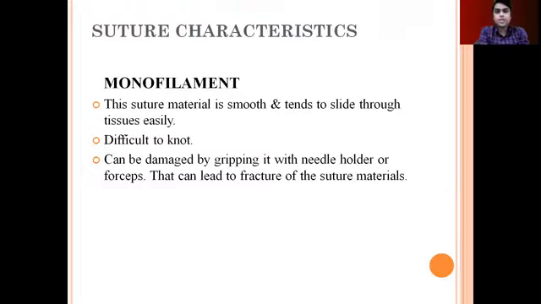Coming to suture characteristics, we have two types of sutures mainly, monofilament and multifilament. The monofilament suture is smooth and it tends to slide through the tissues easily. It is difficult to knot and can be damaged by gripping it with a needle holder or forceps. This can lead to fracture of the suture material.